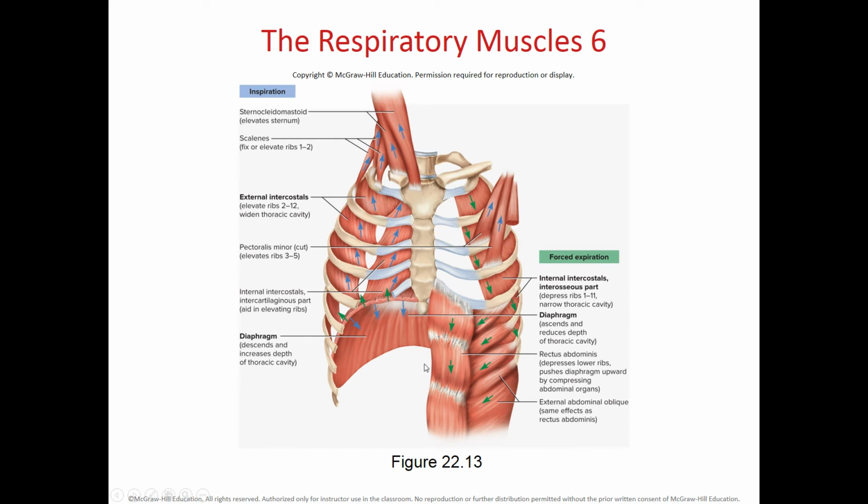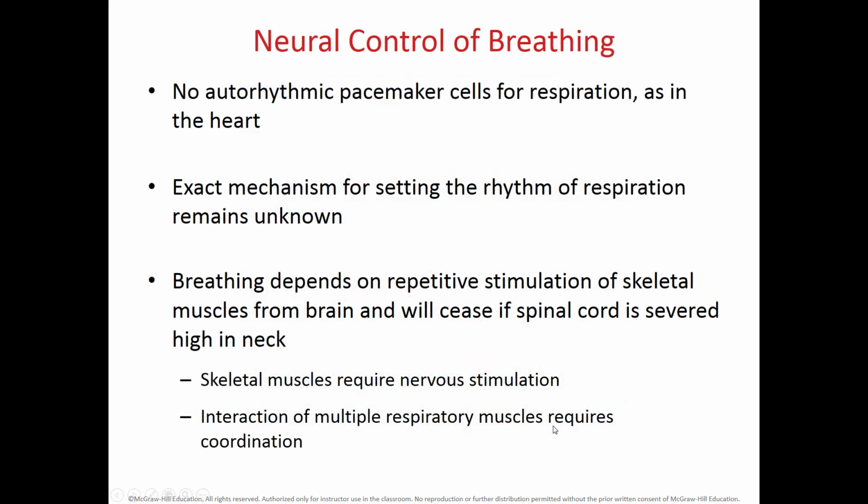and your diaphragm will ascend, and your rectus abdominis will help to depress the lower ribs, and then the external abdominal oblique will have the same effect as the rectus abdominis.